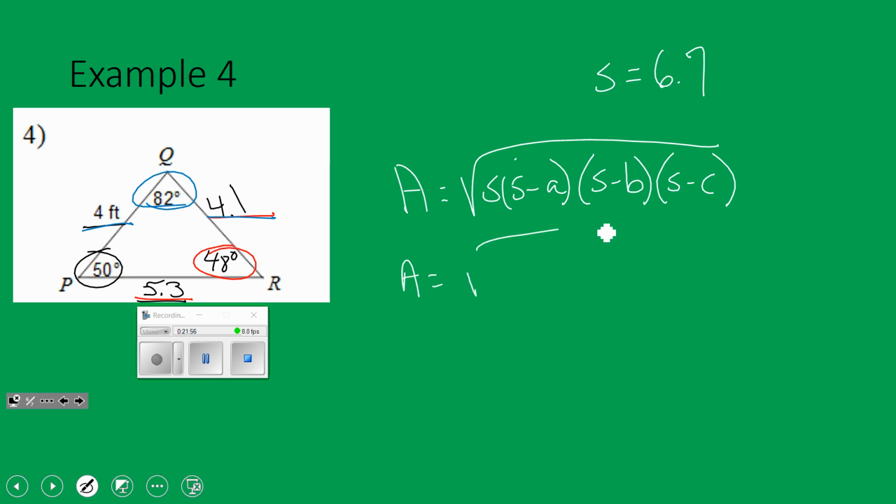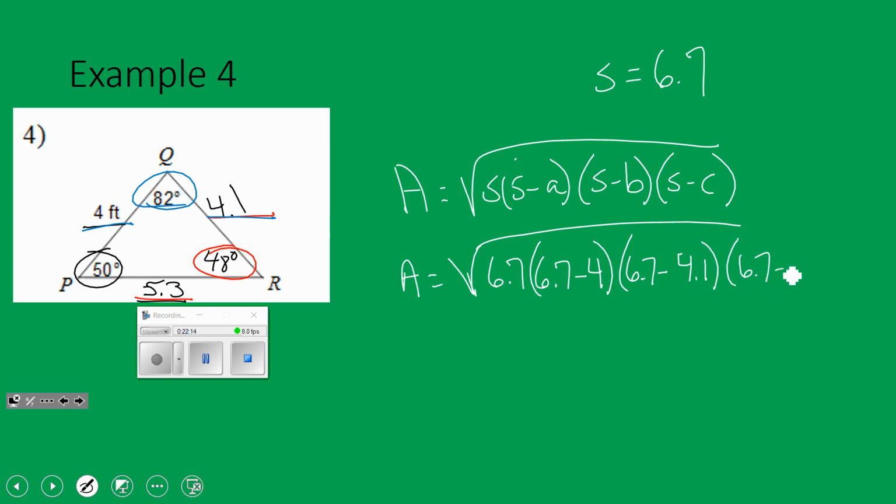So we're going to do area equals 6.7 times 6.7 minus 4, times 6.7 minus 4.1, times 6.7 minus 5.3. Okay? So when we take the square root of that, what does that give us? Somebody punch it in their calculator and tell me, does it give you 8.1? All right, so we did get 8.1. And in this case, we'll say feet squared.